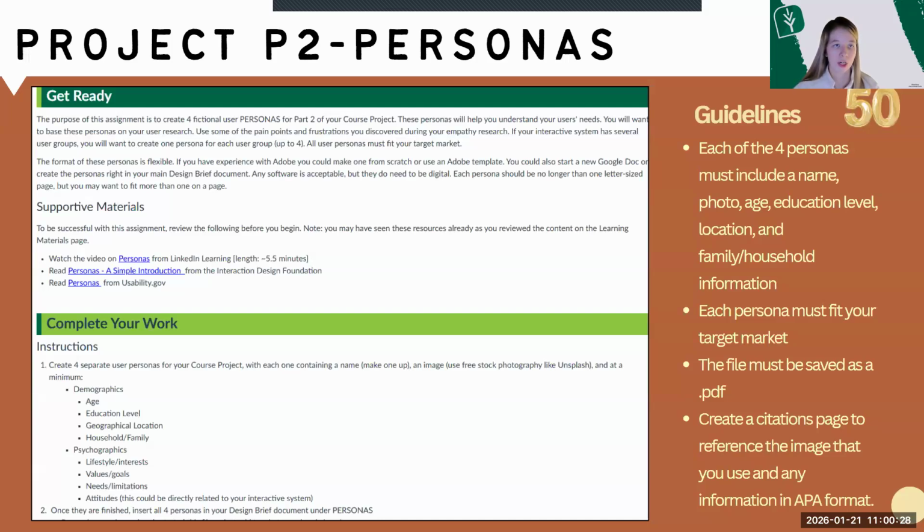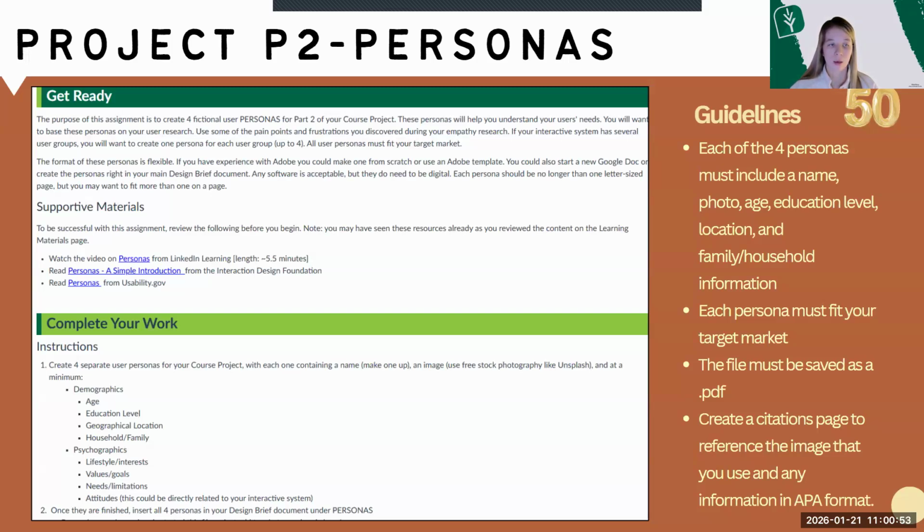Personas. So you guys are going to create 4 fictional personas for part 2 of your course project. It's worth 50 points. We have examples of personas on LinkedIn Learning, and if you're having trouble accessing LinkedIn Learning, you can get that for free through My Ivy. It shows you examples and ways to get on that, but the link should work for you guys.